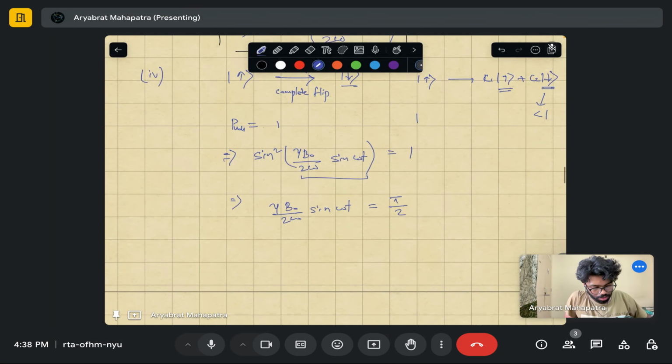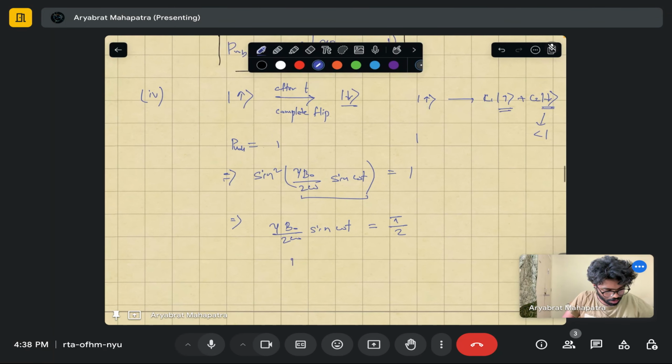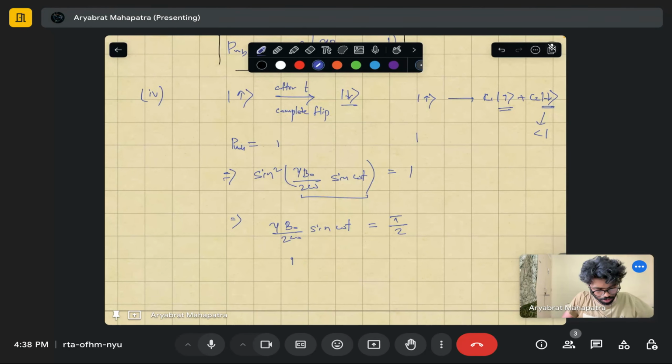And so from here you get B naught, pi, omega, gamma, sine omega t.